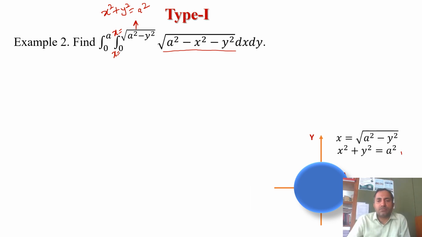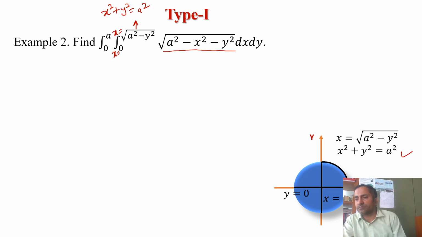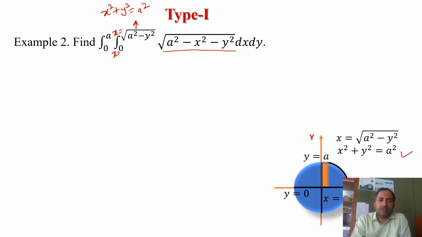That we can see, x square plus y square is equal to a square. Now this is x is equal to 0, this is y is equal to 0, and y is equal to a, that point. So this is the first quadrant that we can define, or the region of integration.